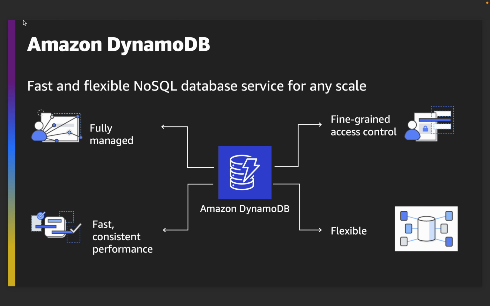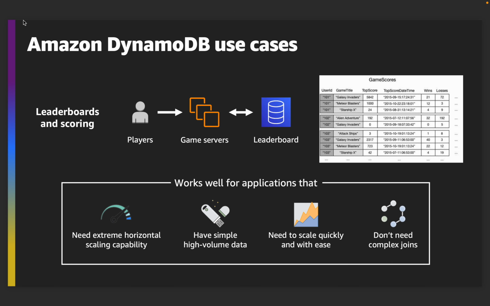Amazon DynamoDB is a fast and flexible NoSQL database, fully managed, with fast, consistent performance and flexible, fine-grained access control. DynamoDB use cases include leaderboards and scoring, players, and game servers. It works well for applications that need extreme horizontal scaling, have simple, high-volume data, need to scale quickly, and don't need complex joins.